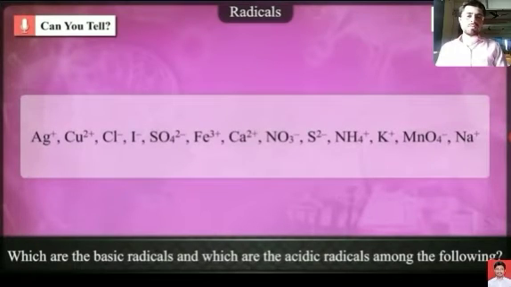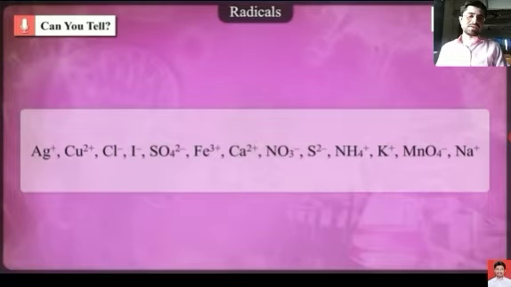Out of the given options on the screen, which are the basic radicals and which are the acidic radicals, you have to find out, and you will note down the answer to this question in your notebook as homework. We all know the concept of cations and anions. Based upon that, you have to list out acidic and basic.